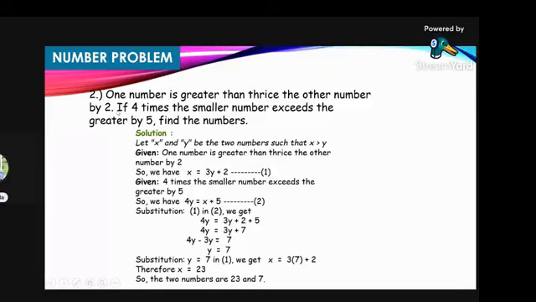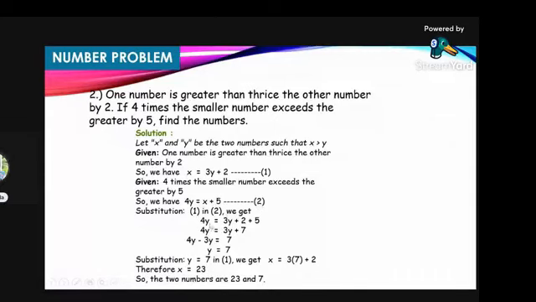Then we have the second one. If 4 times the smaller number exceeds the greater by 5, find the numbers. So you have 4 times the smaller number exceeds the greater. The small number natin is y. 4 times the smaller number, so that is 4 times y, exceeds, that is equal to, the greater number, which is x plus 5. This is our equation 2.